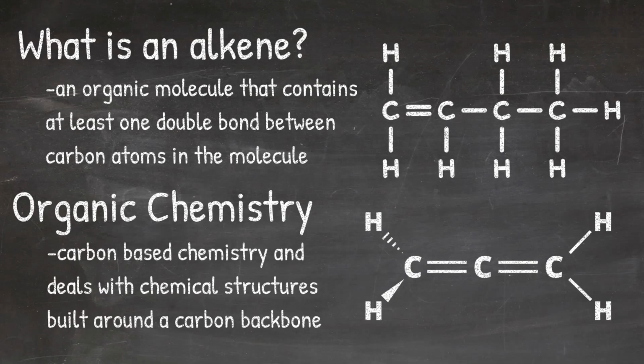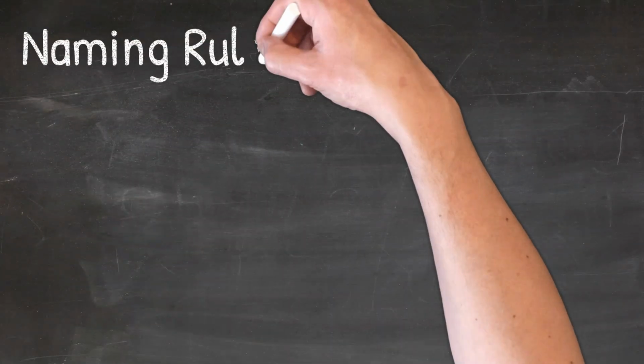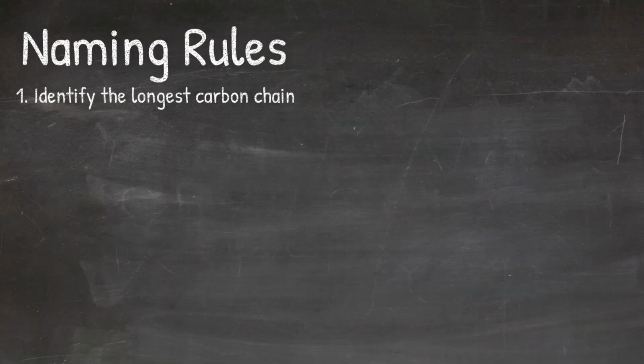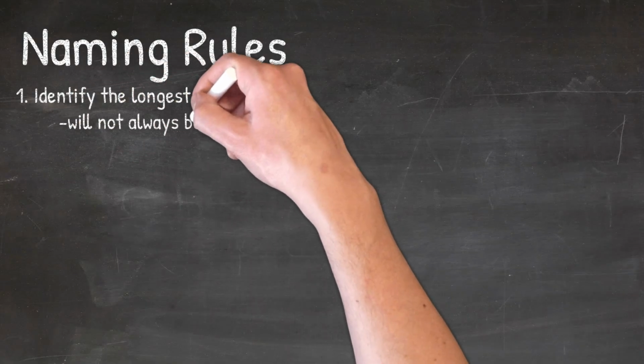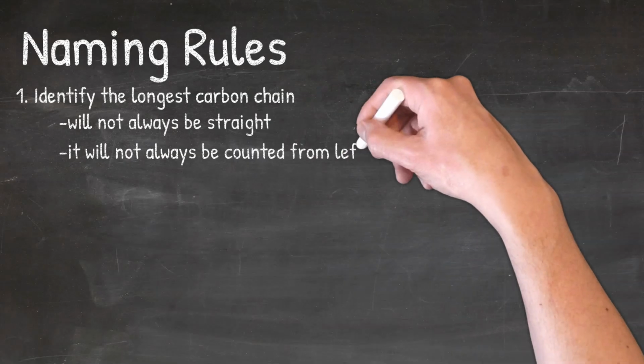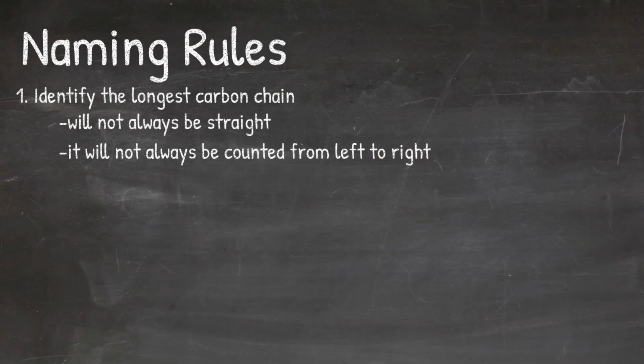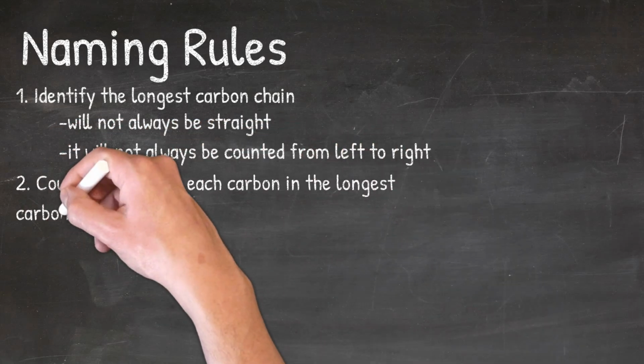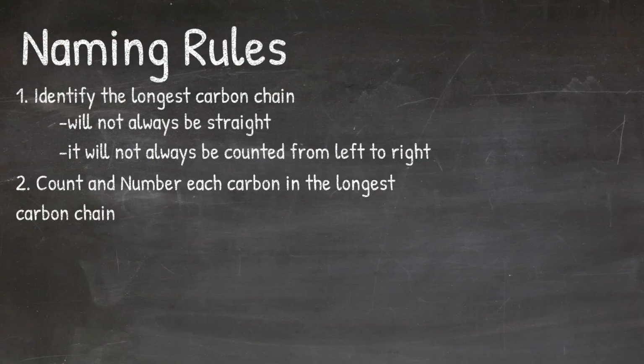Now that you can recognize and identify alkenes, let's look at how to name them. When naming any organic compound, the first thing you need to do is identify the longest carbon chain. So when we name alkenes, we're going to count the longest carbon chain we can find. The longest carbon chain will not always be straight, and it will not always be counted from left to right. So it is important to pay attention to any bends in the molecule, as we are looking for the longest continuous carbon chain. As we count each carbon, we will number the carbons. The number we assign to each carbon will be important, and you will see that as we look at different examples a little bit later in this video.